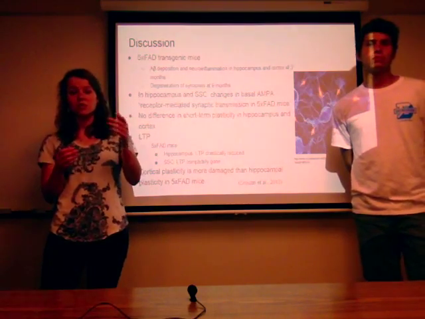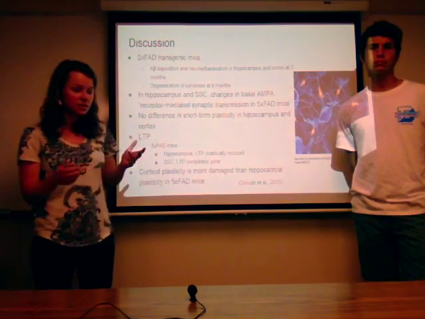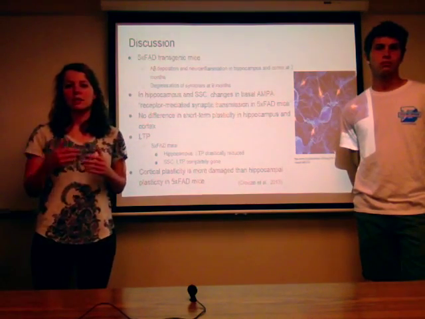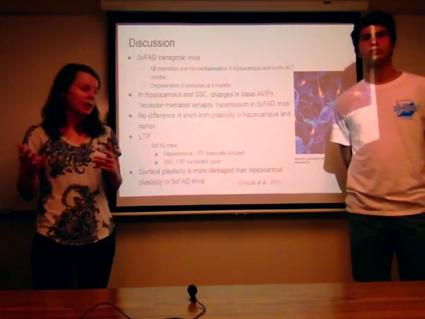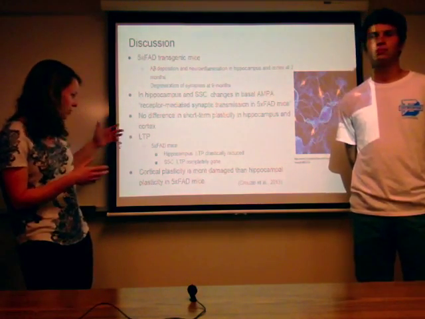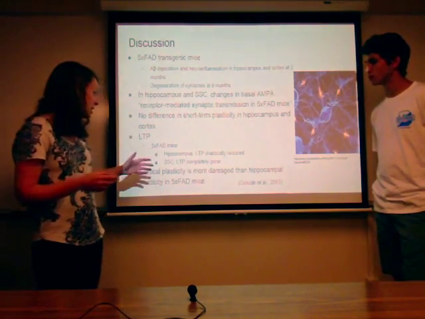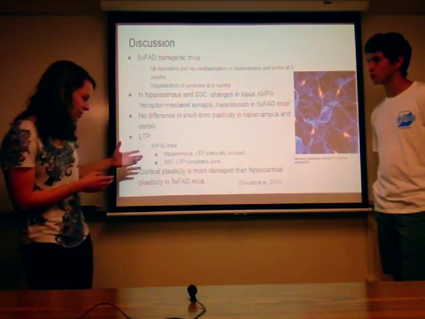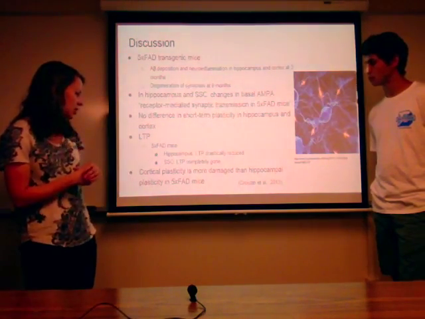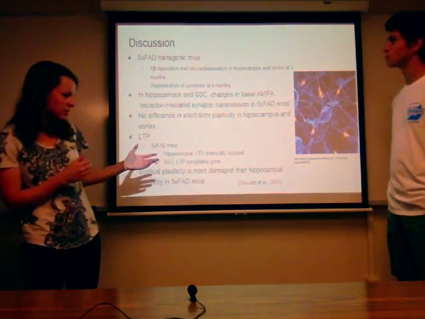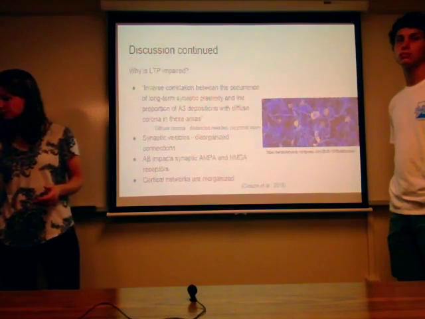Since facilitation and depression both would have had to do with presynaptic sites, and there was no change in short-term plasticity, the researchers suggest that, at least in this model of Alzheimer's, presynaptic sites aren't affected. Their big finding was with long-term potentiation, or LTP. In this mouse model of Alzheimer's, LTP was drastically reduced in the hippocampus, but in the somatosensory cortex, LTP was actually completely gone. So they conclude that cortical plasticity is much more damaged than hippocampal plasticity in these 5X FAD mice.